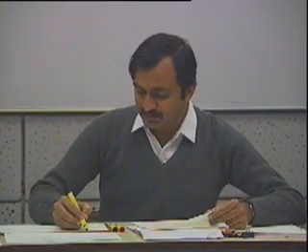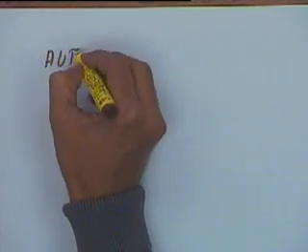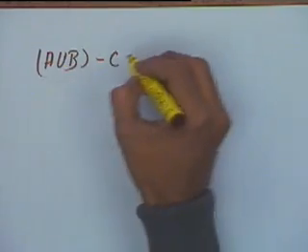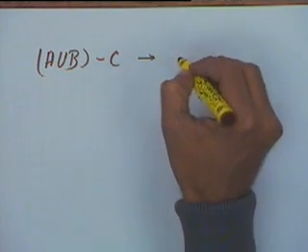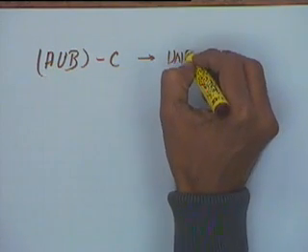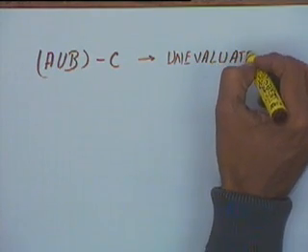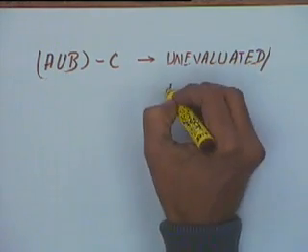When I have a simple expression like A union B minus C, this expression or this form is referred to as unevaluated or the procedural form.